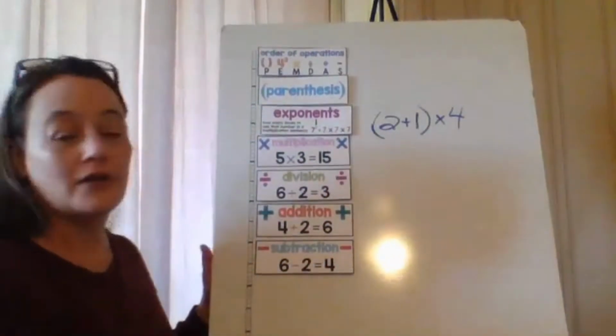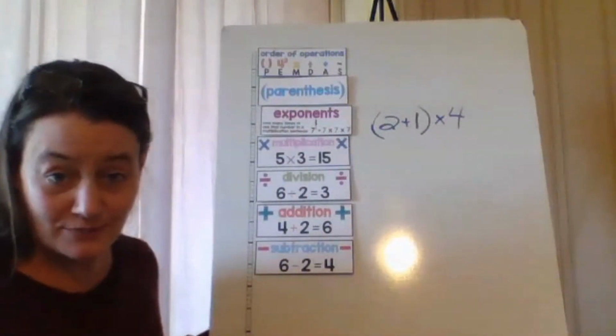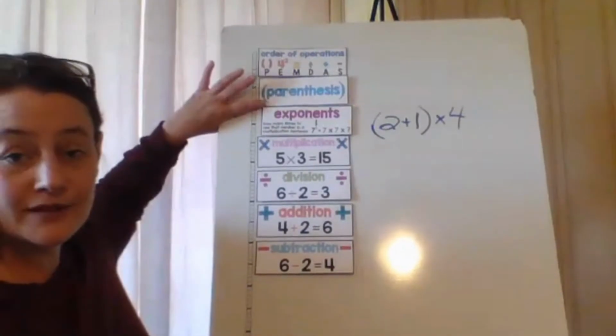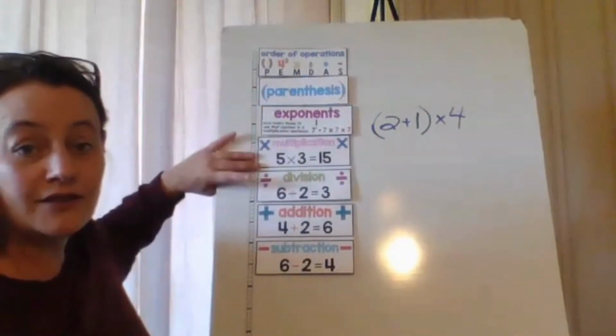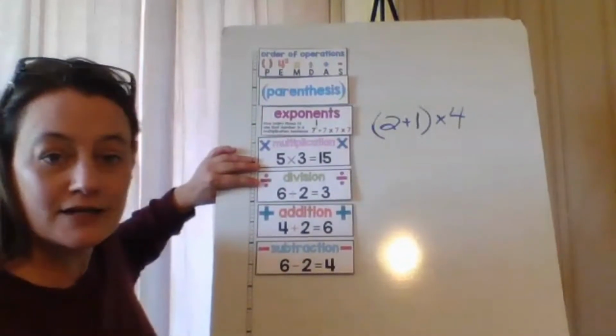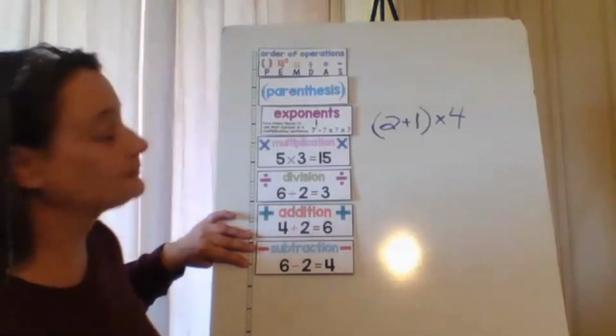Now, we know we've got to go through this problem 4 different times, okay? The first time we look for parentheses. The second time we look for exponents. The third time, we look for any multiplication or division. And the fourth time, we look for addition and subtraction.